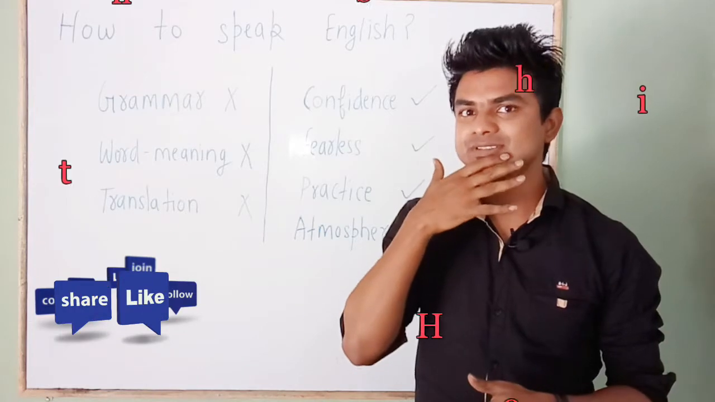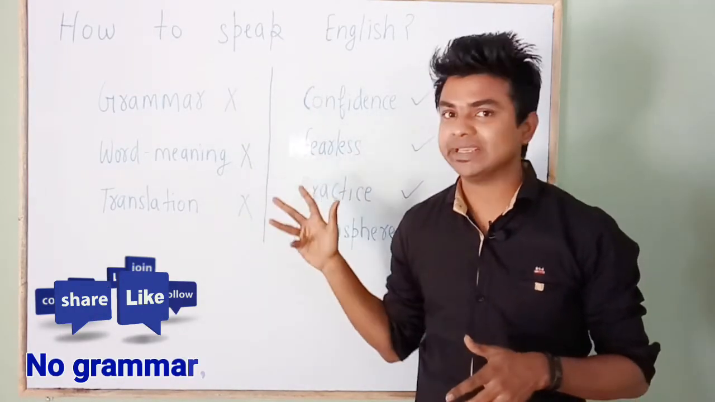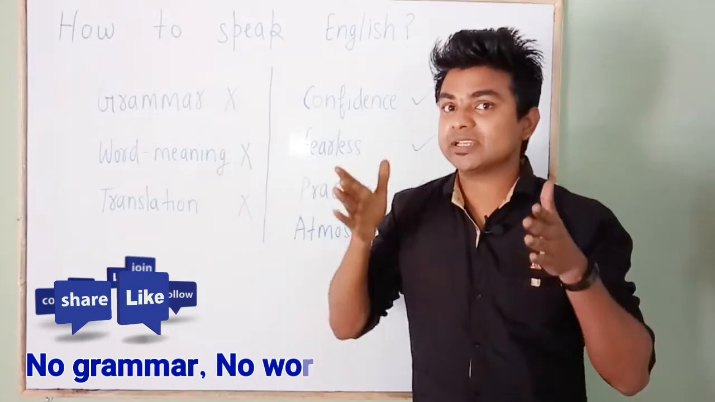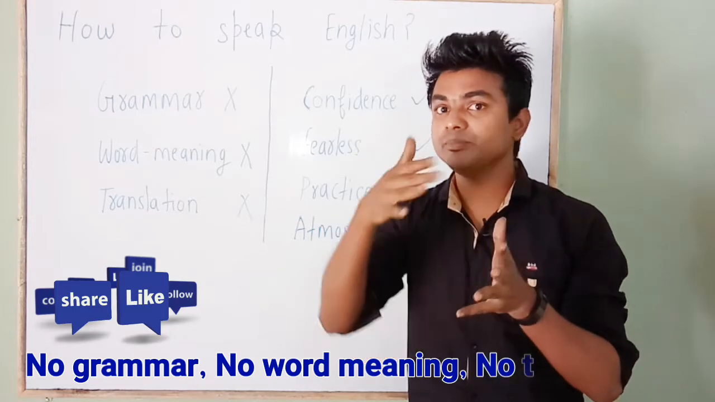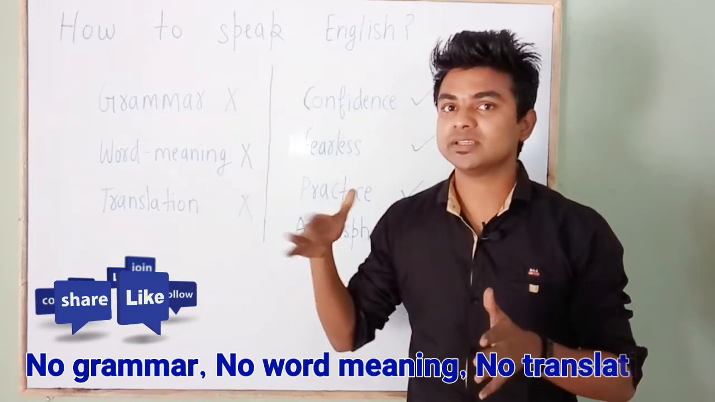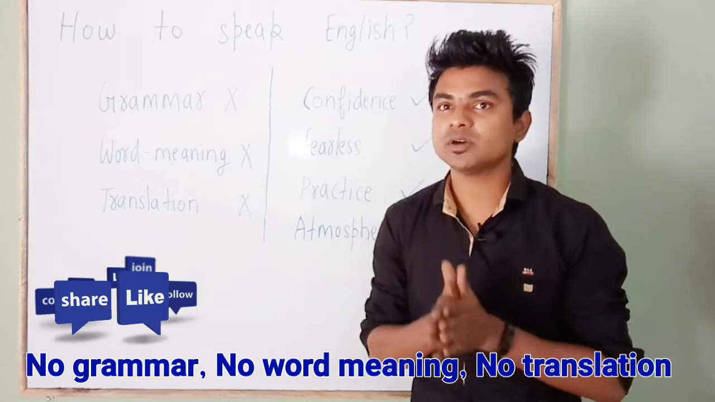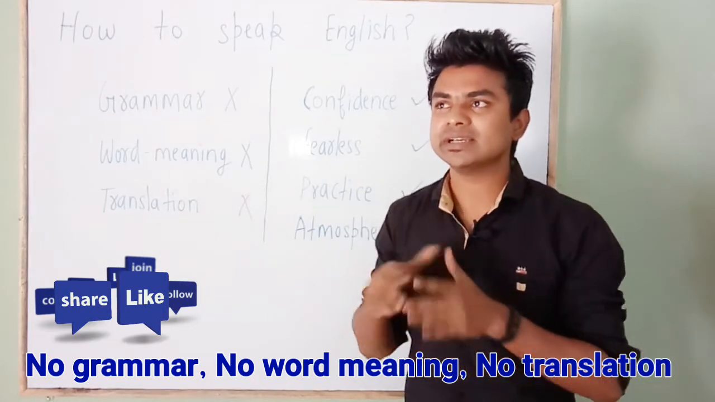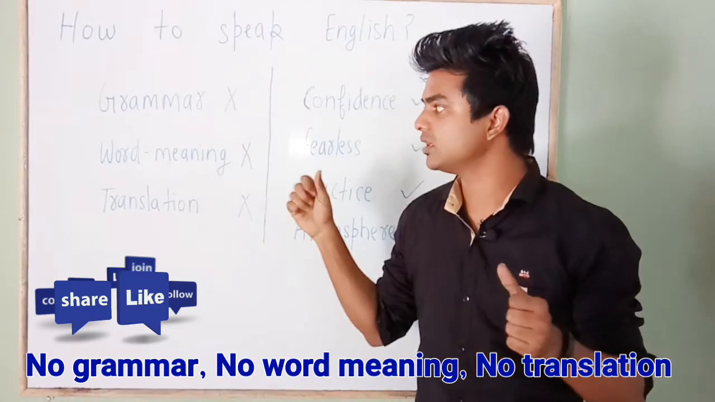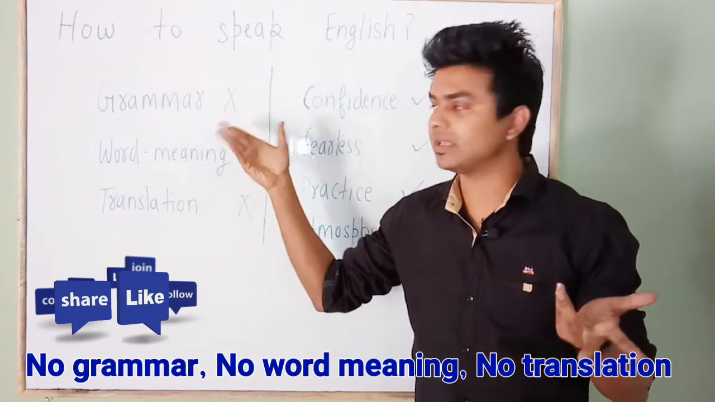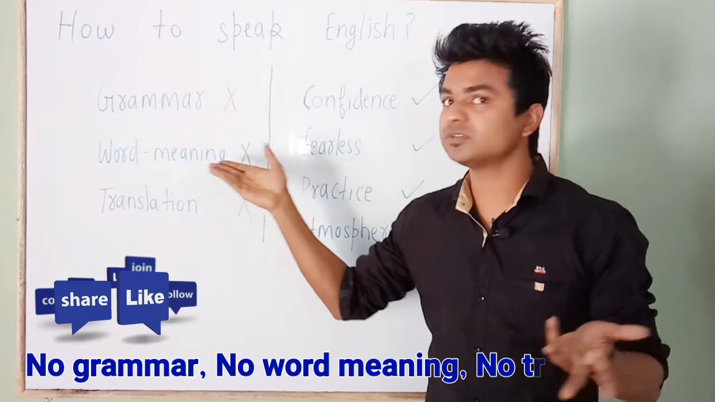So, what people think is that if they are good in grammar, word meaning and translation, then they can speak English well. But you should know that many people are good in translation, they know grammar very well and they know word meanings, but they can't speak, because to speak English it's not necessary to know these things, because the native speakers don't know these things. They don't know grammar well, they don't even practice translation, they don't learn word meanings.